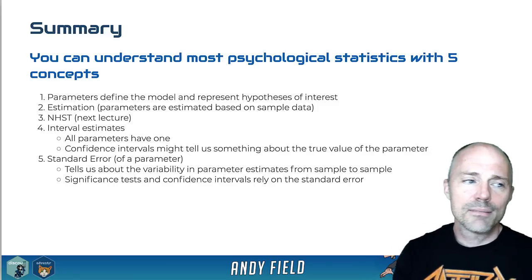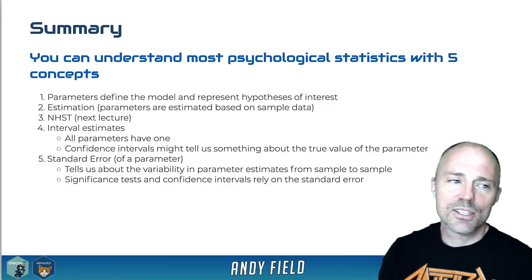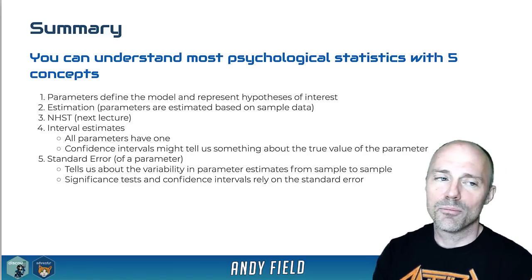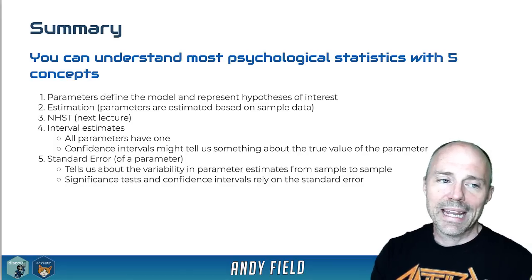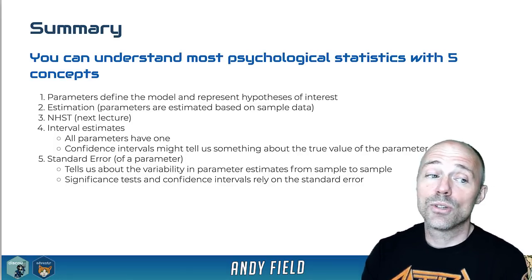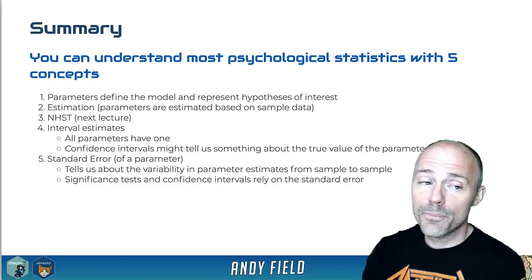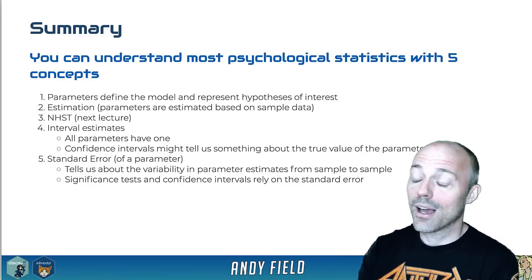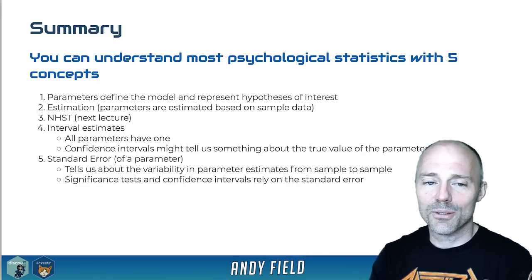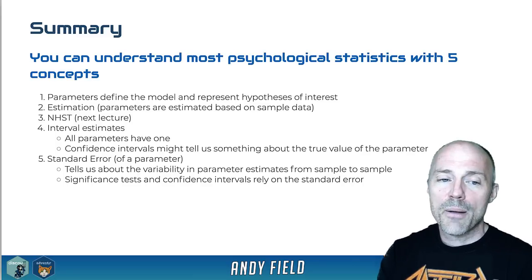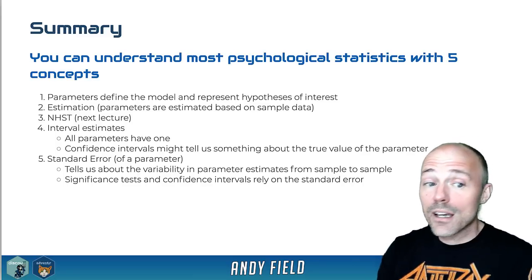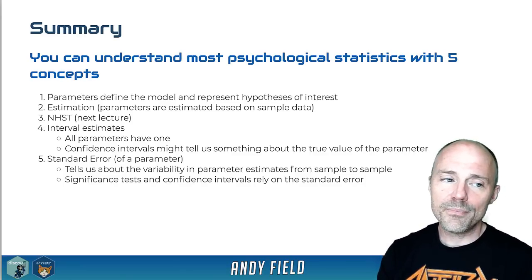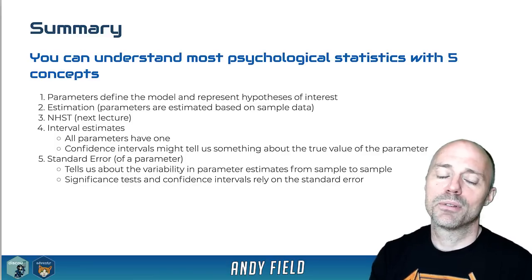So just to summarize, this is one of a series of lectures where we're looking at the spine of statistics. We talked about parameters and estimation in the previous lecture, and today we talked about interval estimates. So any parameter you estimate, you can construct an interval estimate as well. And typically people use confidence intervals. There are other types of intervals that you can use that we don't talk about on this module. And these confidence intervals might, under certain assumptions, tell us something about the true value of the parameter in the population.